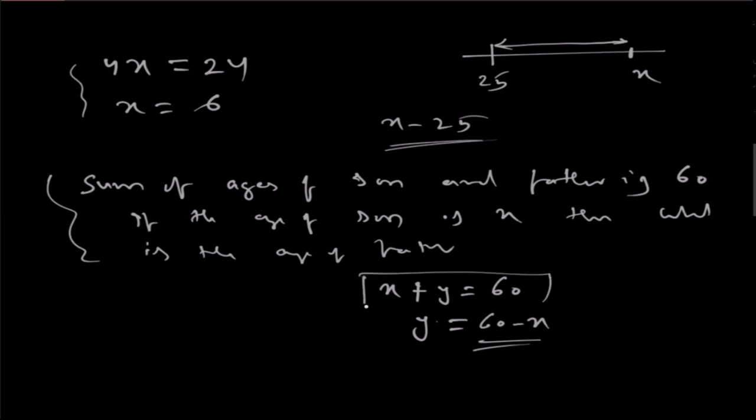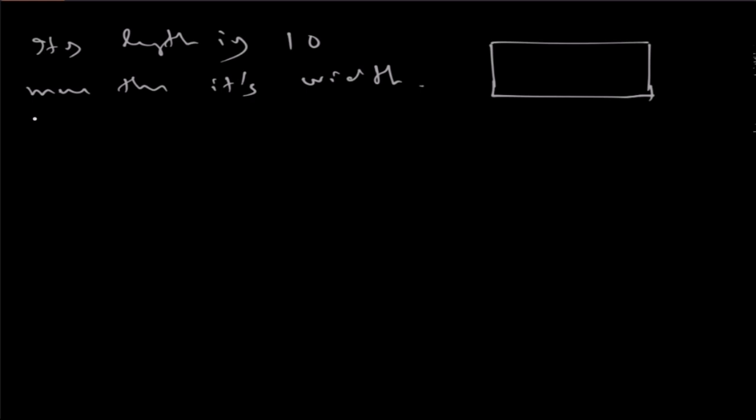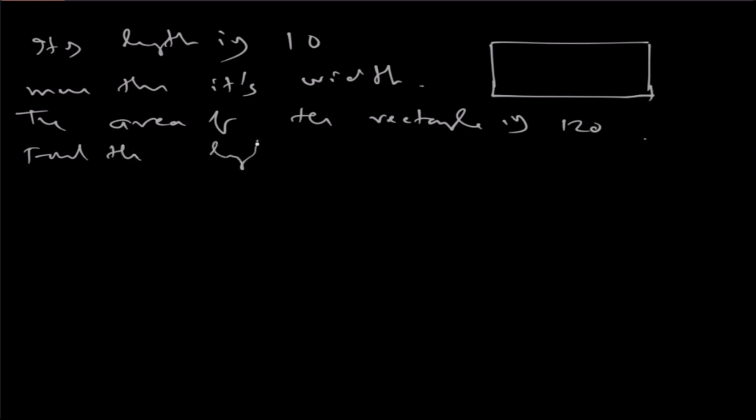But algebraically it is written like this. It means this rectangle, I am just simplifying this. Its length is 10 more than its width. The area of the rectangle is 120. So find the length and width.